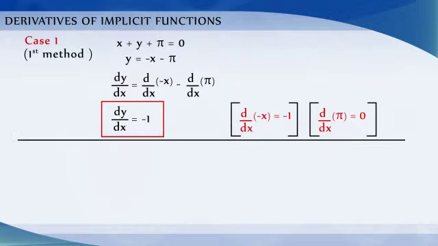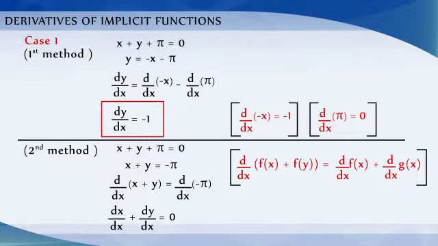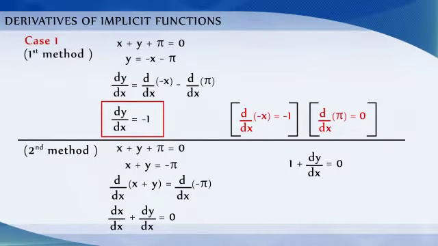The same example can be solved without solving for y. That is, the differentiation of x plus y plus pi can be evaluated with the help of algebra of differentiation. So we get 1 plus dy by dx is equal to 0, which is nothing but the differentiation of y with respect to x is minus 1. In both the methods, we get the same result.